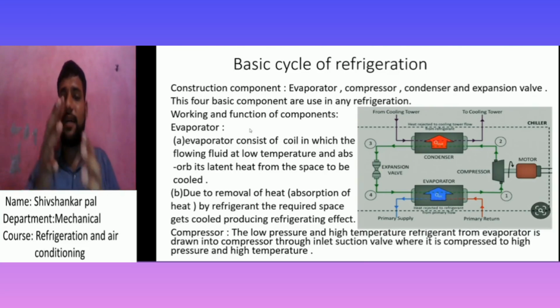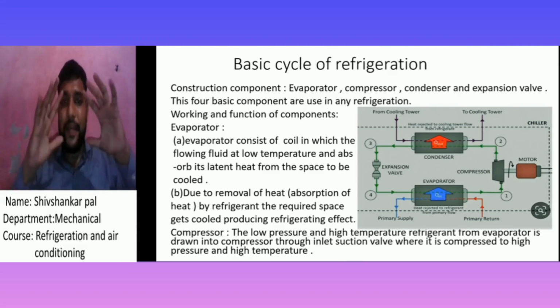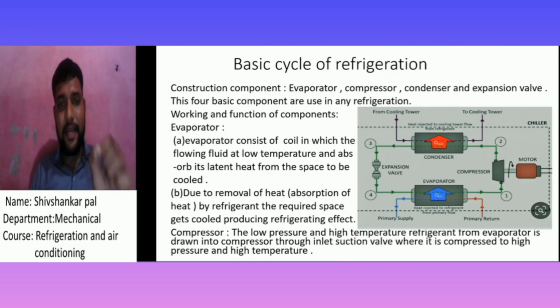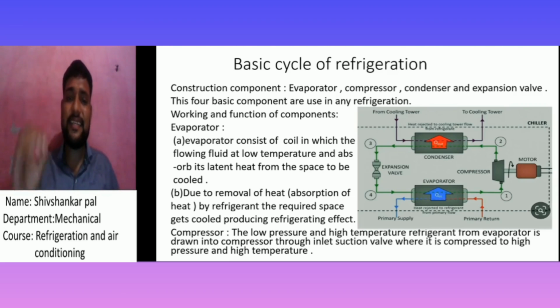Suppose you are designing a refrigeration system. Basically, four components are required. First is the evaporator, second the compressor, third the condenser, and fourth the expansion valve. Without any one of these four, you cannot design a refrigeration cycle.